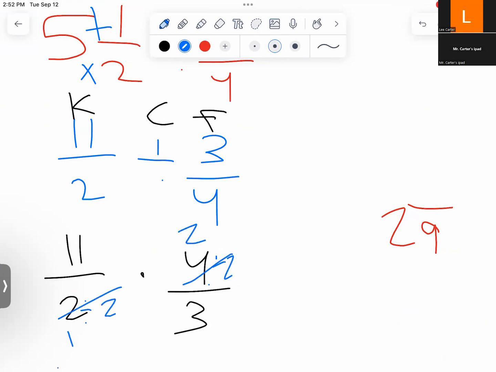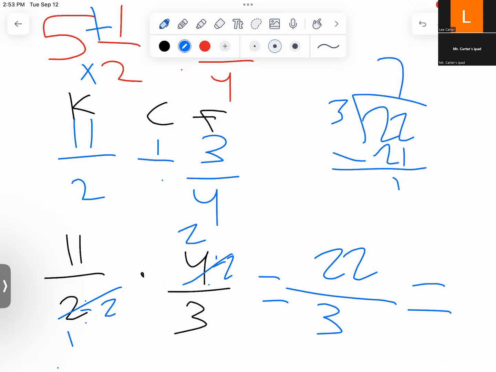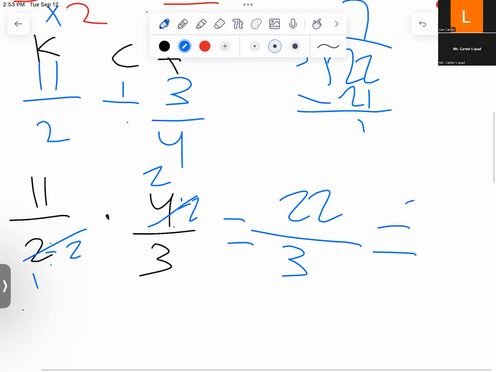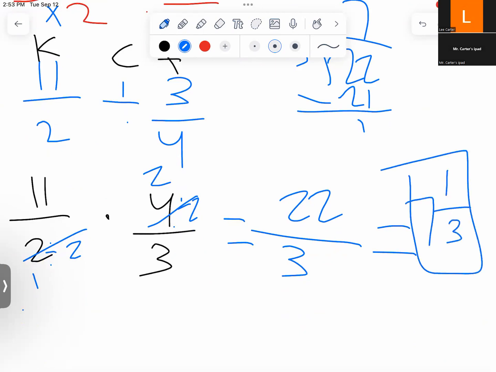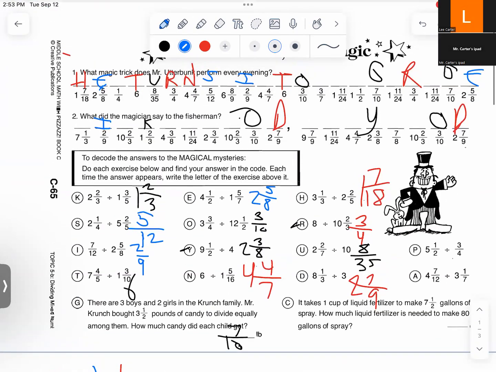All right, so now we have 11 times 2 on the top, which is 22. And then on the bottom, 1 times 3 is 3. 3 goes into 22 7 times with a remainder of 1. So we have 7 and 1 left over out of 3, 7 1/3. So P is 7 1/3.